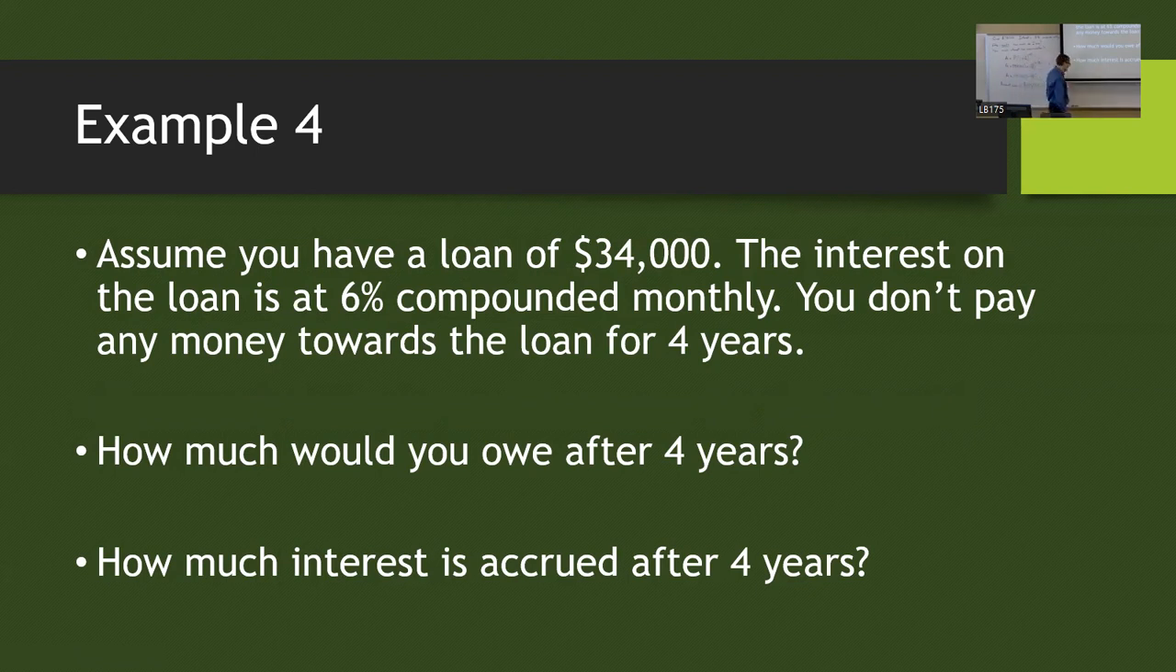But oftentimes, depending on the process, student loans are what they call deferred interest. They're accumulating interest even during the time you're not paying them. So let's pretend I have some sort of a loan like that. I have a loan of $34,000. So I owe $34,000. The interest on that loan is 6% compounded monthly.